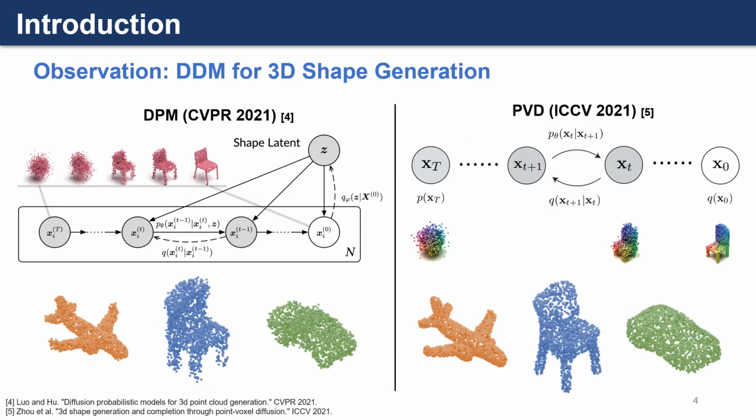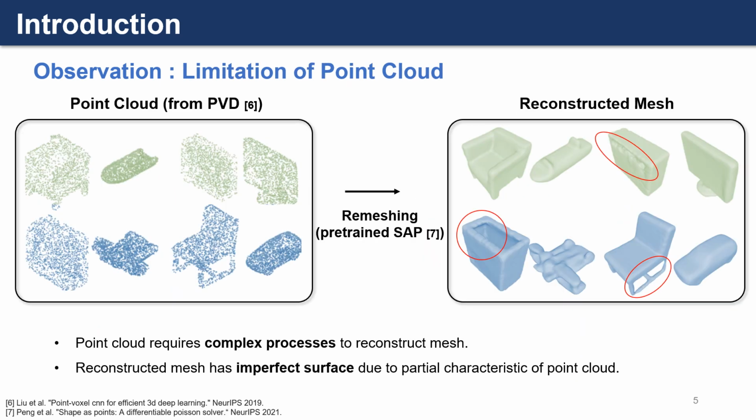This slide shows previous methods for 3D shape generation using diffusion models. They utilize the diffusion framework for point clouds and demonstrated impressive performance compared to the previous methods. However, point cloud-based 3D shape generation has limitations. In this slide, we will discuss the limitations of point clouds for 3D shape generation. A point cloud is a partial representation of a 3D shape, so it has limited applicability. In addition, as you can see in the red circles, the reconstructed meshes have an uneven and irregular surface. Therefore, we look for another representation for 3D shape generation.